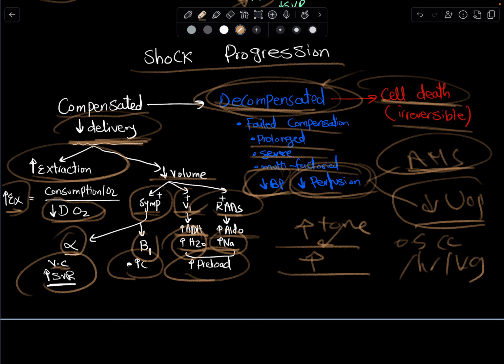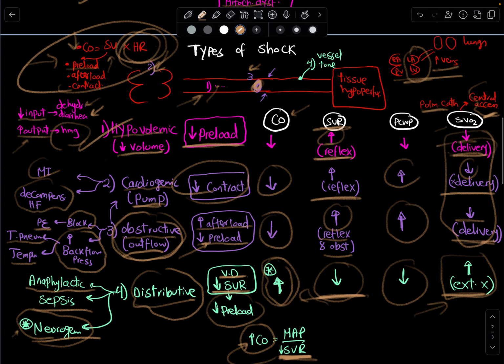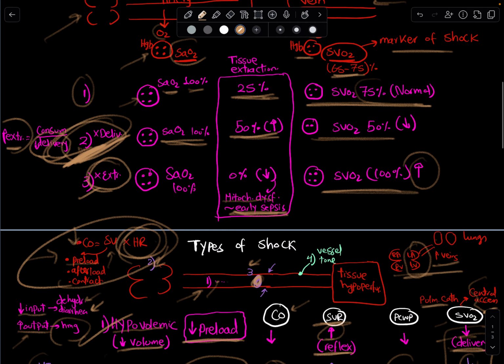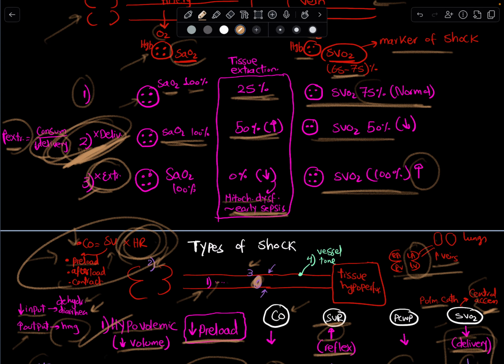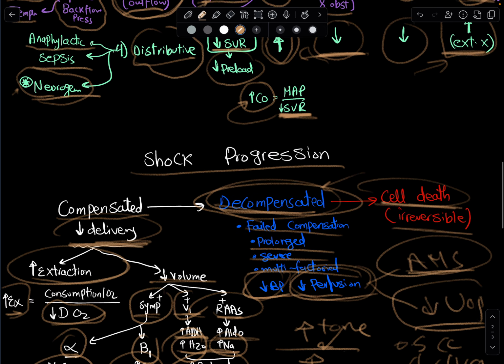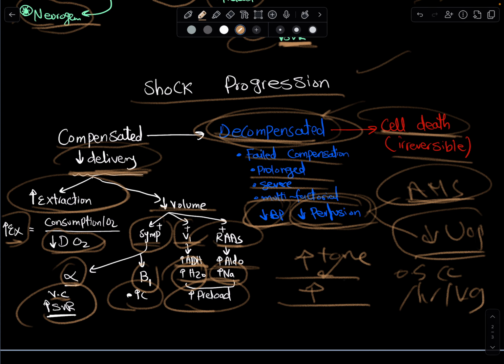So this is in summary the pathophysiology of shock, how shock happens, what can lead to decreased perfusion, the different types of shock, and a summary of the shock progression between compensated, decompensated, and cell death.